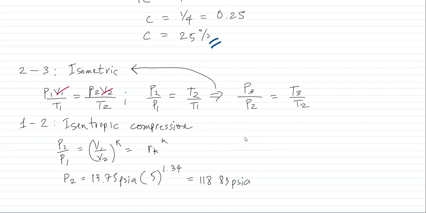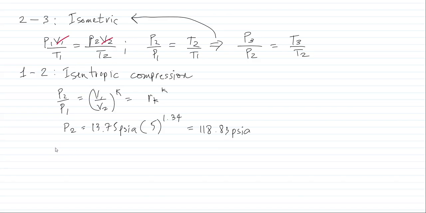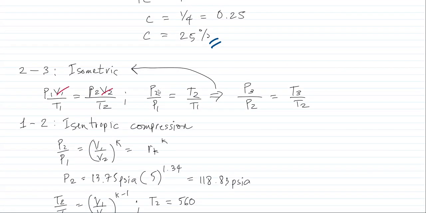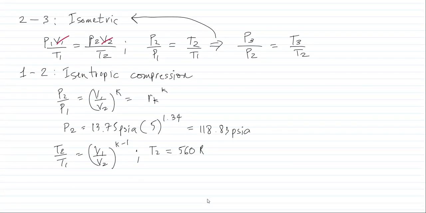Now, how about our T2? So we have also learned that T2 over T1 is equal to V1 over V2, this time raised to K minus 1. So again, T2 would simply be T1. So T1 is 100 plus, this is 560. Let me just check. Okay, 560 Rankine. And then this will be again 5, R sub K raised to K minus 1. So this will be 0.34. Okay, so what is our T sub 2?